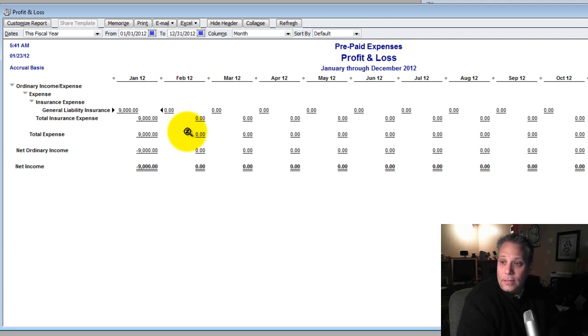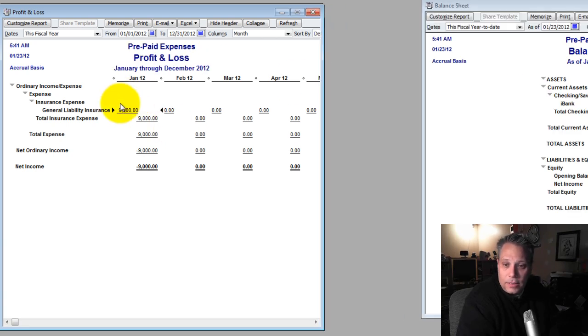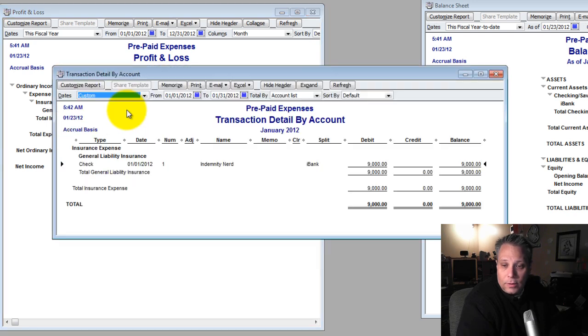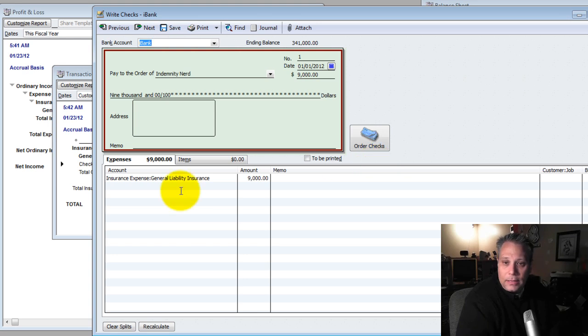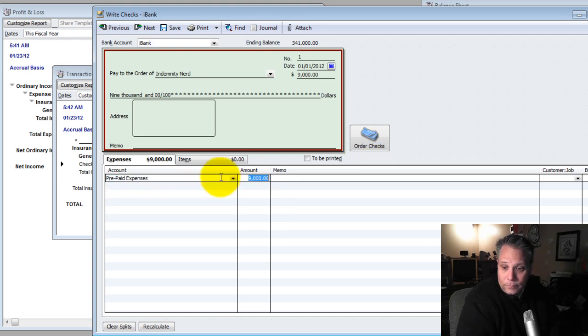So how do we fix this? Let's fix this. The first thing we do is we double-click the expense right in here. We get the detail report. Double-click it again to get to the check. And I want to book this to prepaid expenses. Save and close. Now watch what happens.